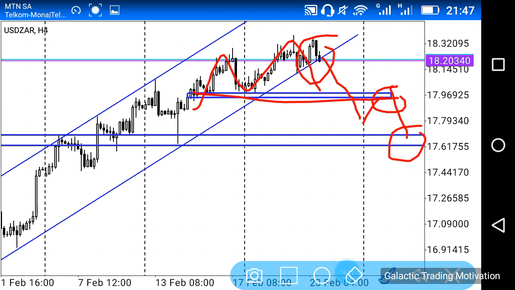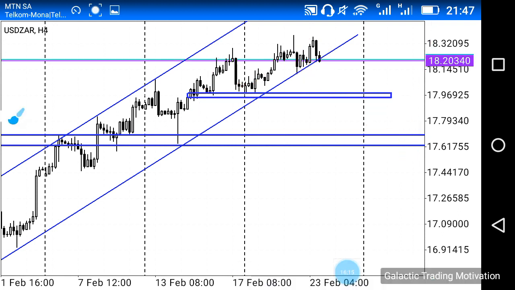So that is it, guys, as far as my analysis goes of USD ZAR. I know it was a bit long and detailed. Nonetheless, I just wanted to be thorough as much as I can be, and just to make sure that you guys understand what it is that I'm trying to get across. Nonetheless, that is it, guys, as far as my analysis goes, as I said.